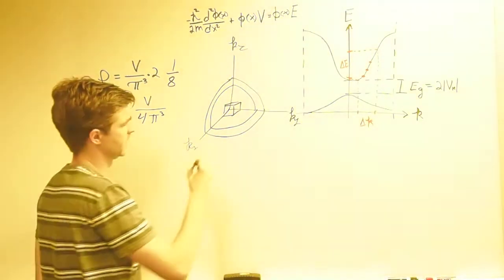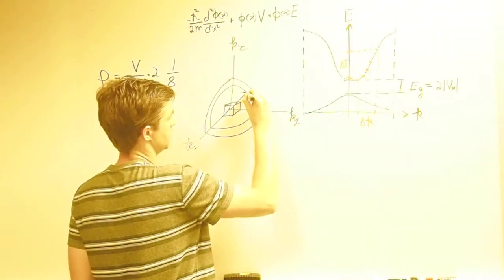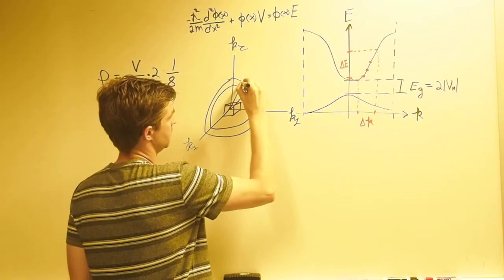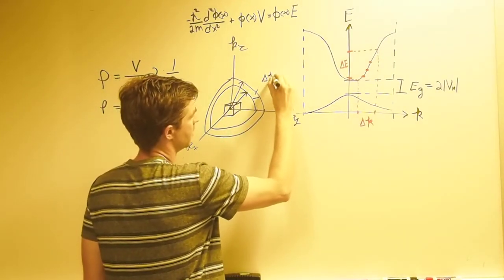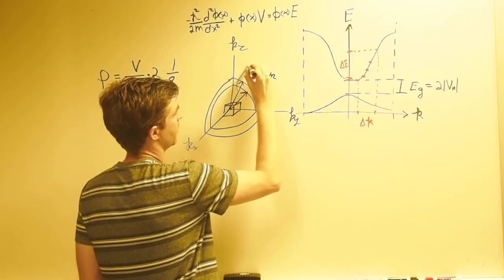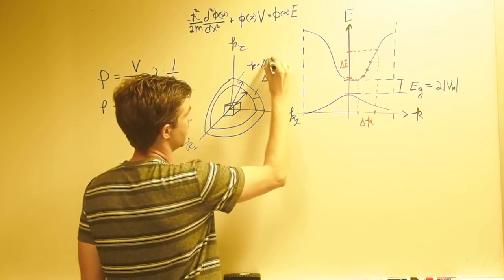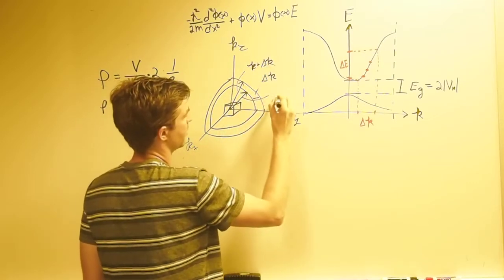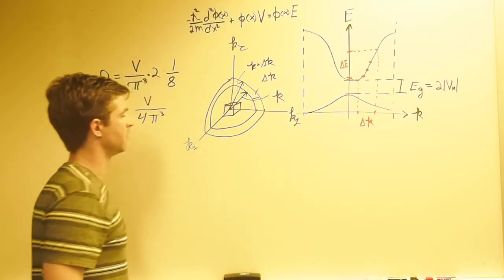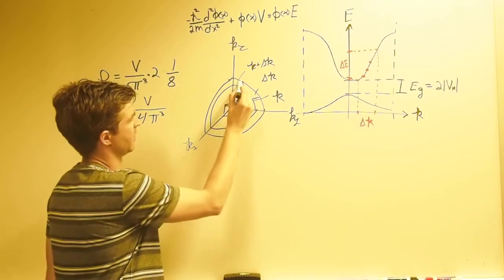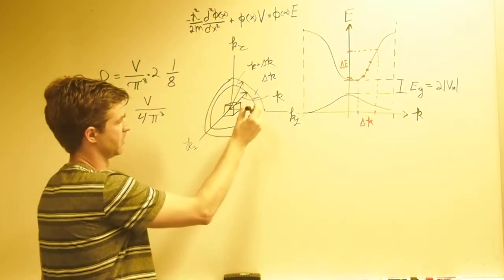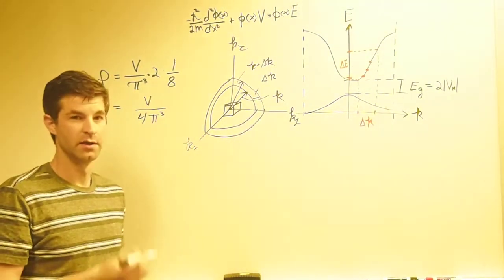And what we're doing is, this distance here is going to be delta K. This radius is K plus delta K. And this radius here is just K, right? And we want to find the states inside this differential distance between these two spheres.